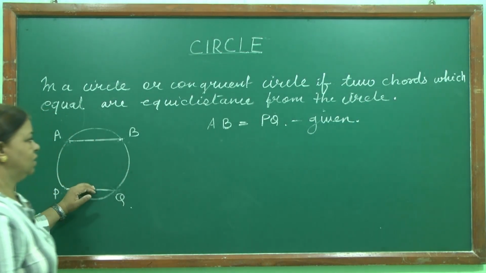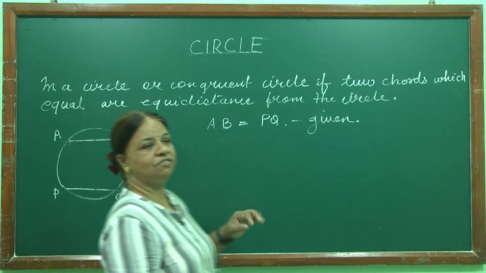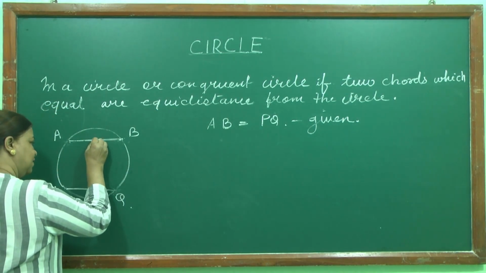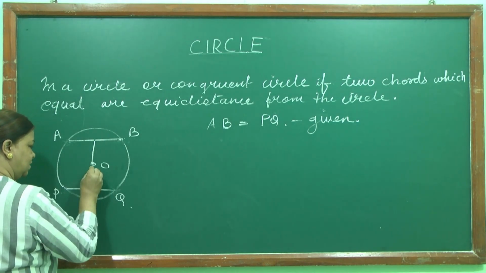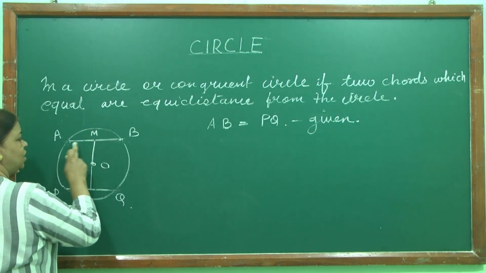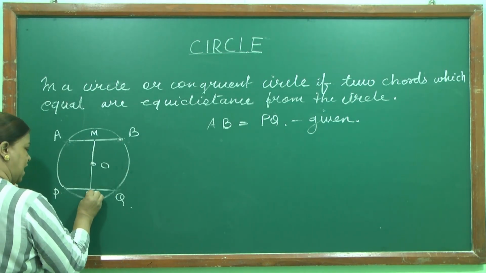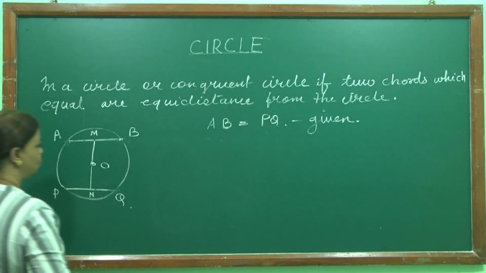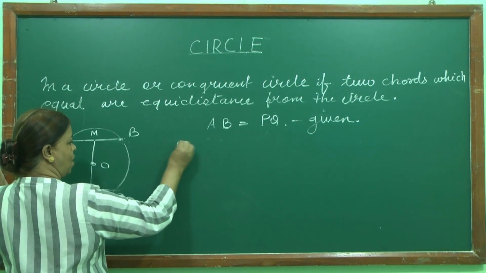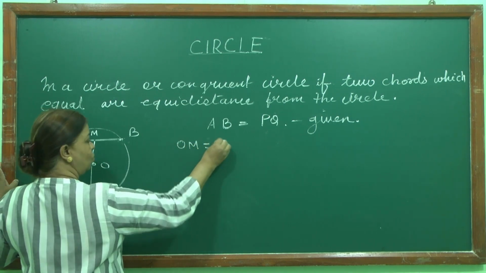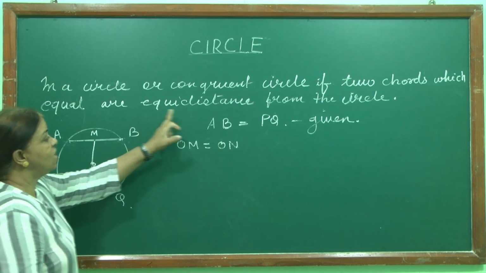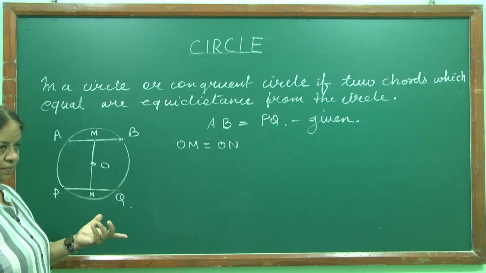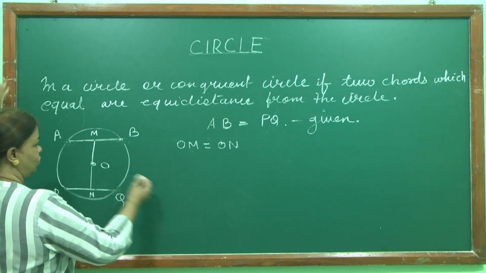If two chords are equal, then they will be at equal distance from the center. So we can say O is the center, M is the midpoint of AB and N is the midpoint of PQ. Since chord AB is equal to chord PQ, we can say OM is equal to ON. That means they are at equal distance from the center. This you have learnt in 9th standard, children. Now we can prove it also.